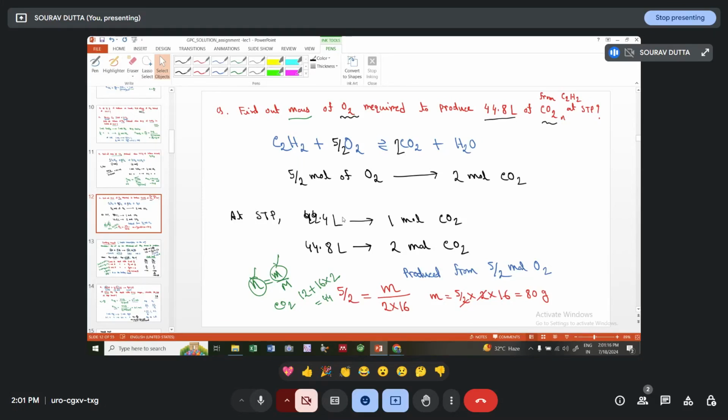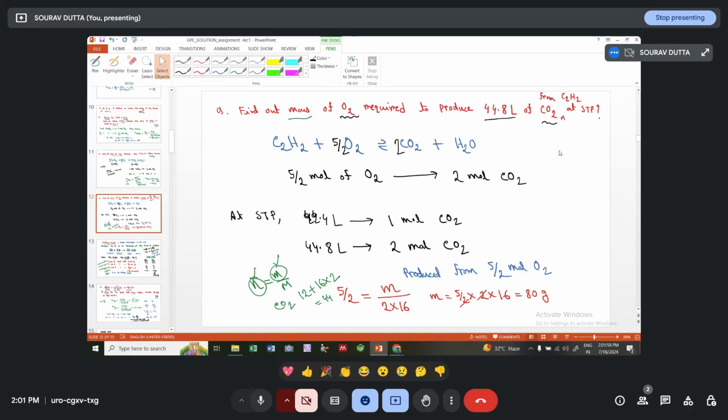Okay, at STP we know that 22.4 liter corresponds to 1 mole of any gas, here the carbon dioxide. So 22.4 liter corresponds to 1 mole CO2. So 44.8 liter corresponds to 2 mole CO2. Okay. So we know that this 2 mole CO2 is produced from 5 by 2 moles of oxygen. Find out the mass of the oxygen required. Okay, this 2 mole of carbon dioxide is produced from 5/2 moles of O2.